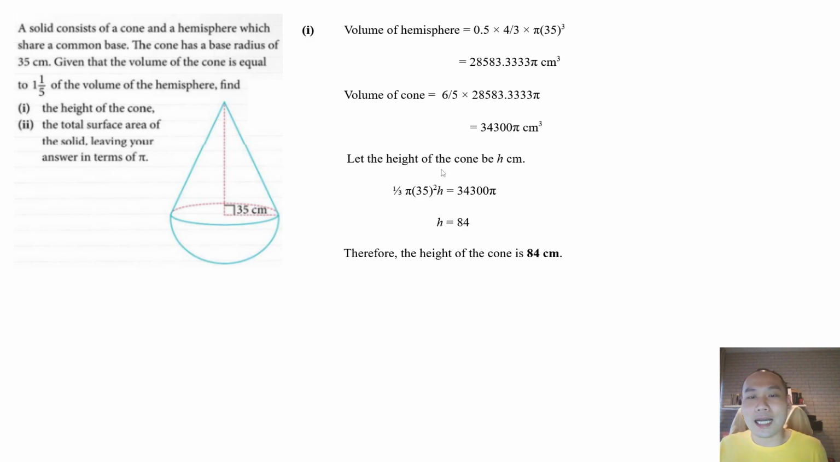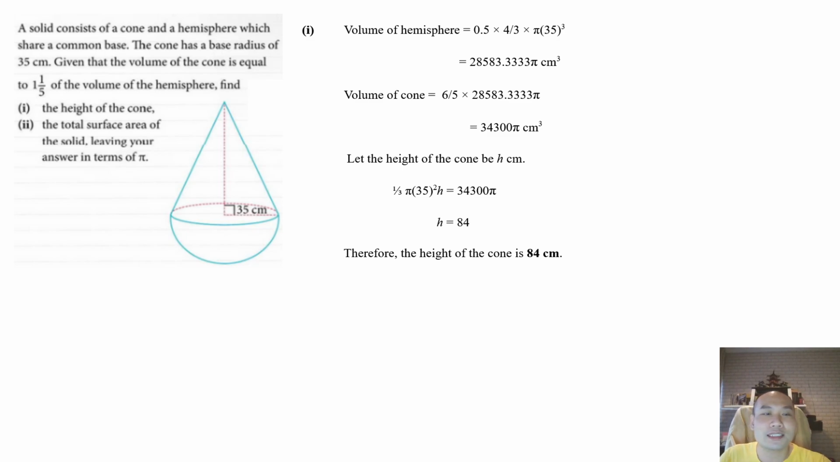So finally, to find the height of the cone, let it be h centimeter. So applying the formula, 1/3 pi r square h. This is the formula for the volume of cone. It is equals to what we have calculated, 34,300 pi, right? So we take this value, 34,300 pi divided by 1/3 divided by 35 square. h is actually 84 centimeter. Okay, so successful. Of course, a good habit: since this is a word problem, please just write down a proper statement to conclude. Answer to the question. That's what we want to do. Okay, so that's part one.